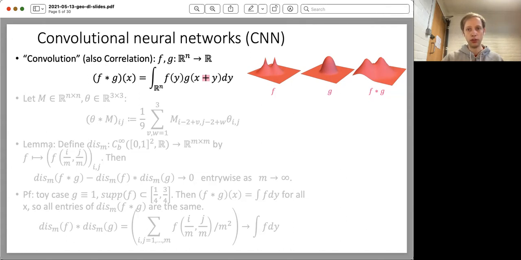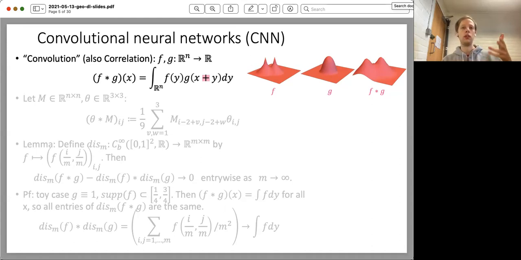Now this is what computer scientists call a convolution. Mathematicians would want to have a minus sign here. And if there's a plus sign, they would probably want to call it a correlation. But that's life. So for today, we just call this thing, as it's written there, convolution.